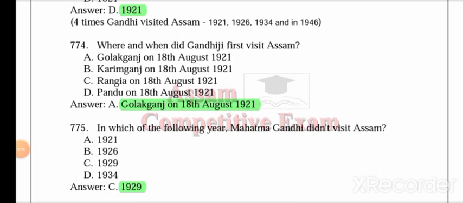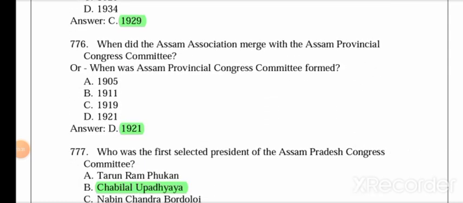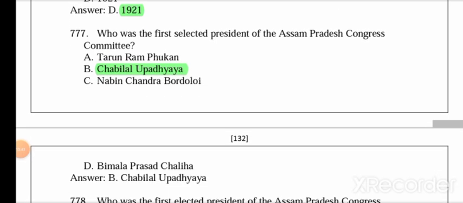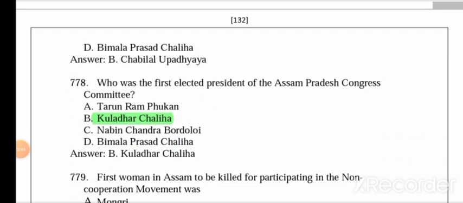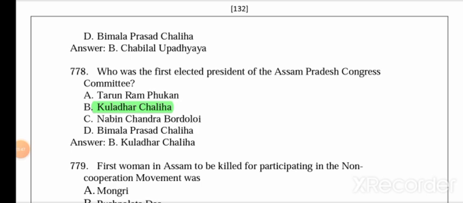When and where did Gandhiji first visit Assam? It was in Golakganj on 18th August 1921. In which of the following years did Mahatma Gandhi not visit Assam? It was obviously 1929. When did Assam Association merge with Assam Provincial Congress? It was in 1921, when the Assam Provincial Congress Committee was formed. Who was the first elected president of Assam Pradesh Committee? It was Chabilal Upadhyay.